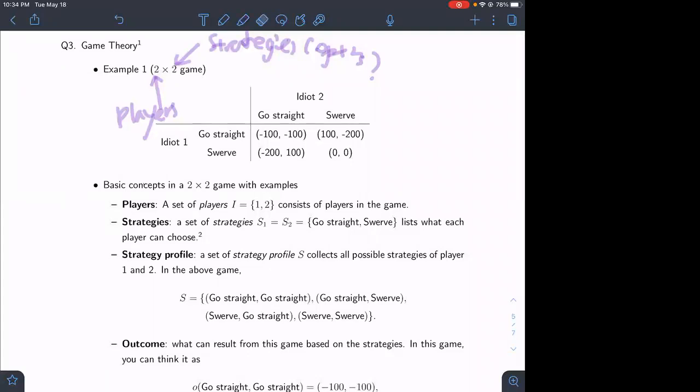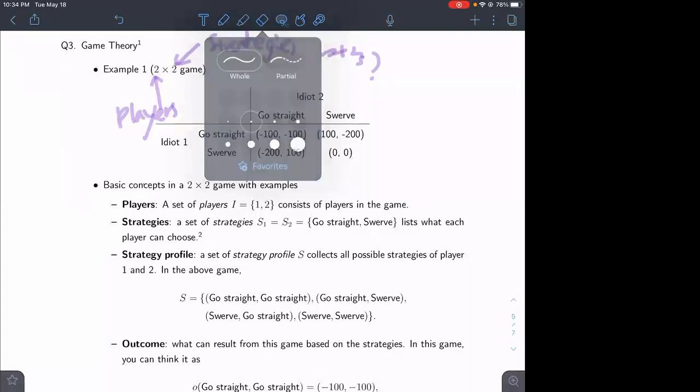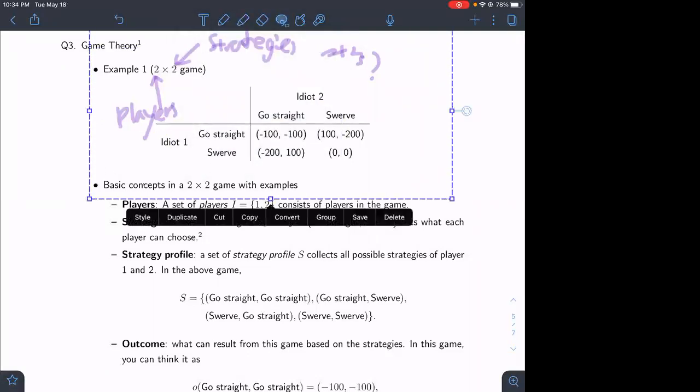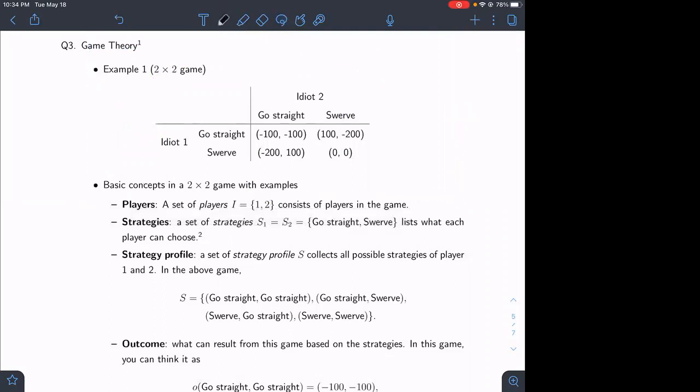If you see this table, let me just erase this, which is not very important. You can see that there are 2 players, 2 idiots, 1 and 2. They can go straight or swerve. This game has a name. This is called the chicken game.